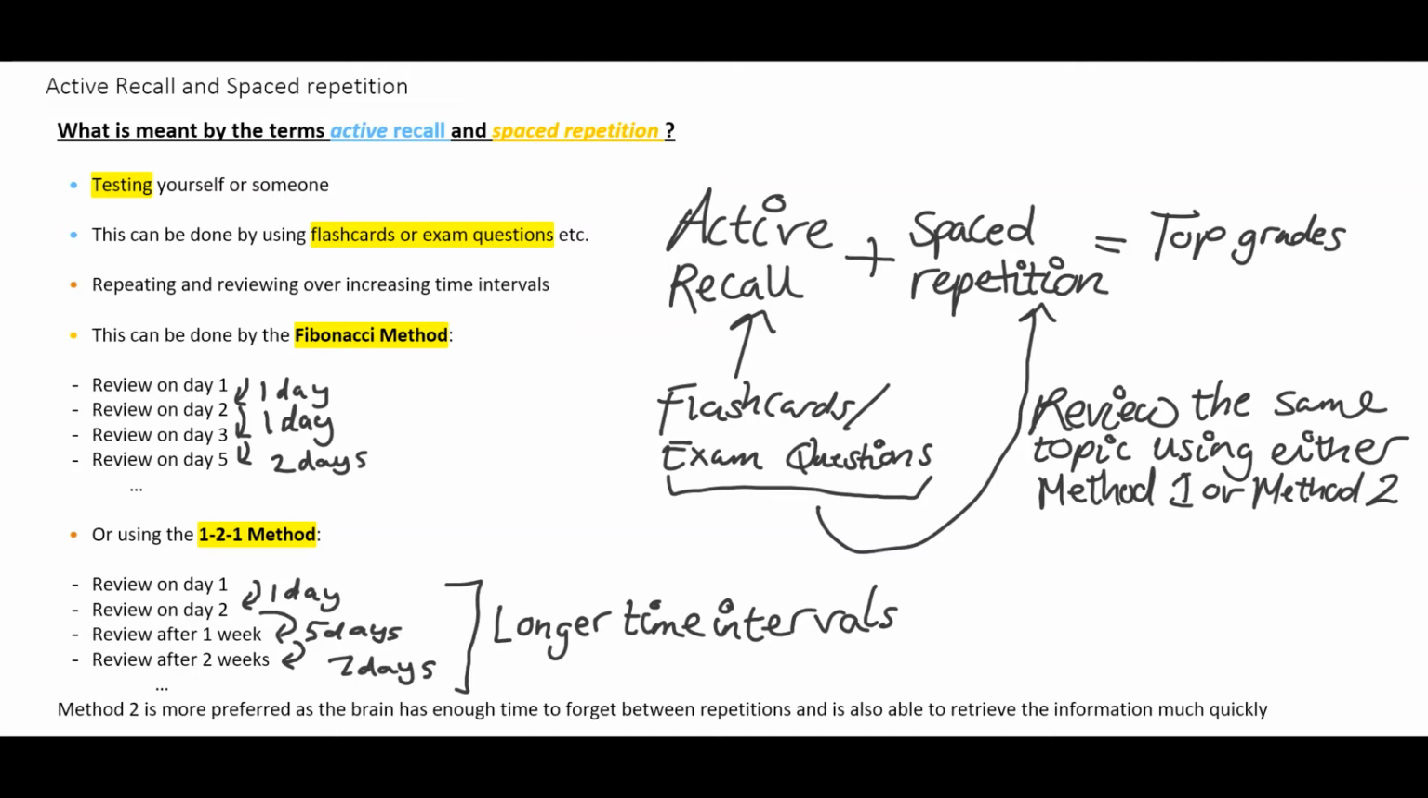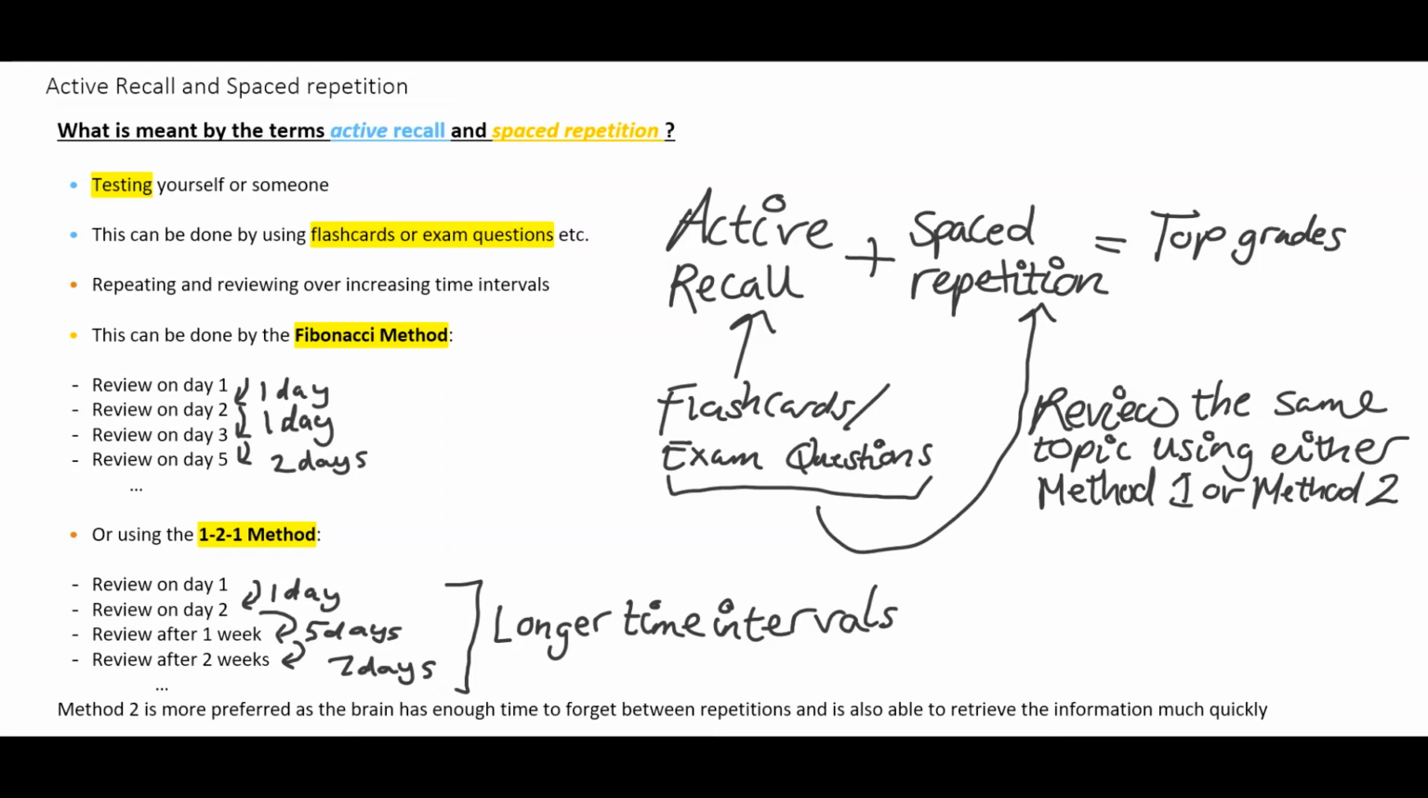Then the next one is the one-to-one method, and the one-to-one method is essentially revising for 1 day, then 2 days, then 1 week, then 2 weeks, and so on. So if you review the information on day 1, you're going to review the same information on day 2. Then you're going to review that same information after 1 week, then you're going to review that same information after 2 weeks.